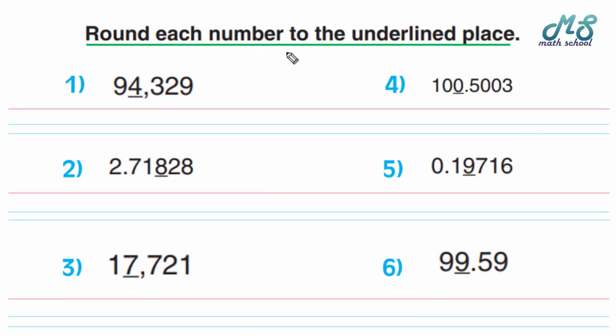Next, round each number to the underlined place. The underlined place is the rounding place. So you have to determine the rounding place first.